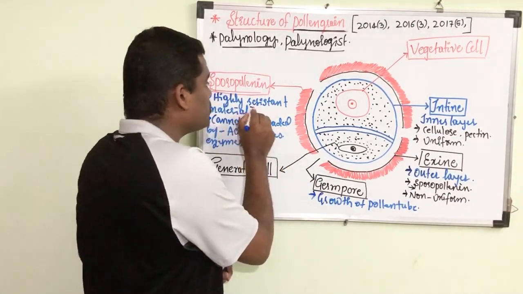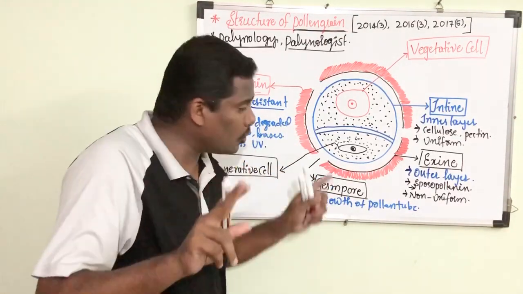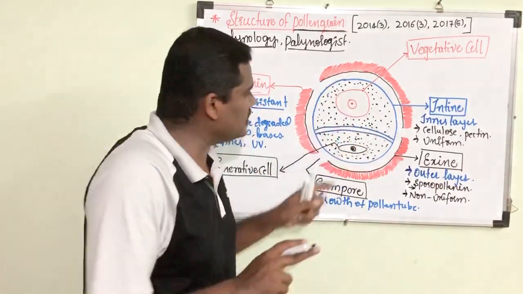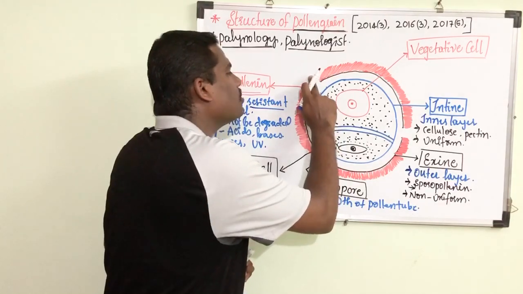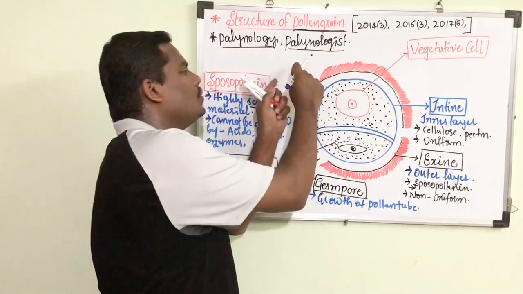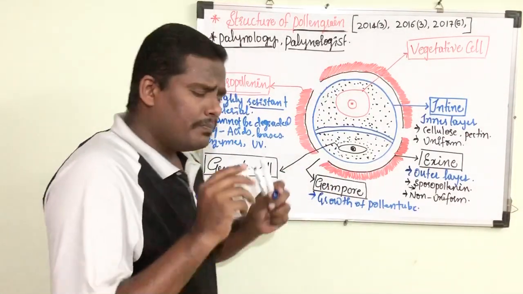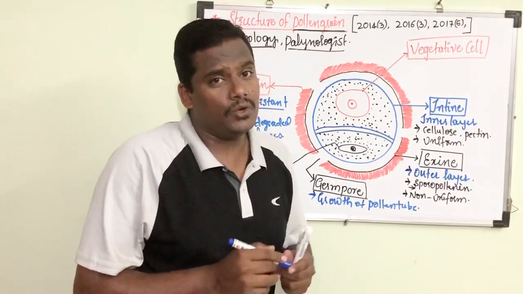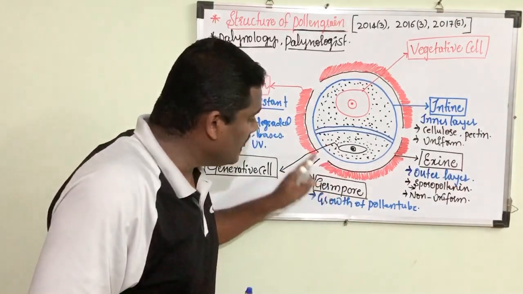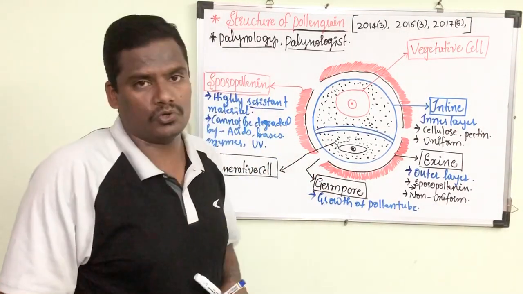Sporopollenin is a highly resistant material that will not allow the growth of the pollen tube. That is why here we don't have the deposition of the sporopollenin. Through this route, the pollen tube can grow in future. Now, pollen grains may be classified into various categories based on the number of germ pores present.